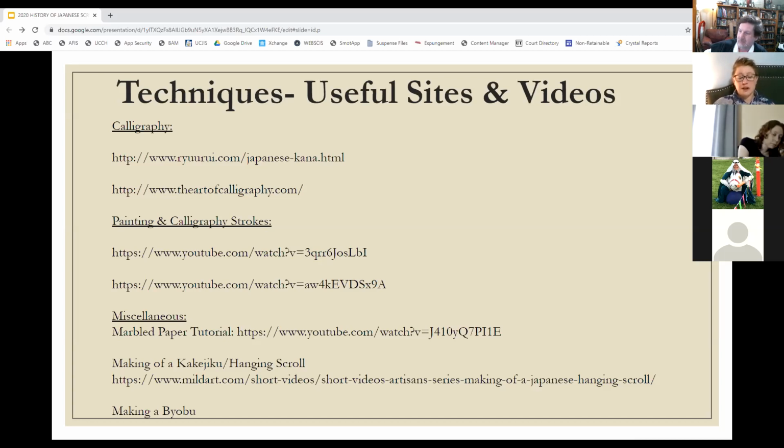you need to play with it before you start. You need to understand how much water to use, how much ink you need to use. And what's really great about this demonstration is that they show you how to lighten up that ink by adding more water to a separate bowl. So it's very helpful to look at some of these videos.